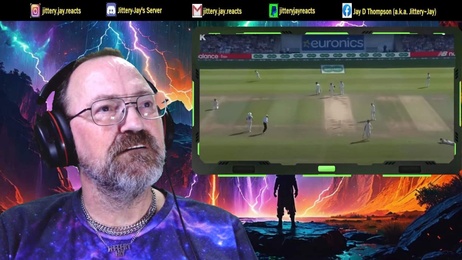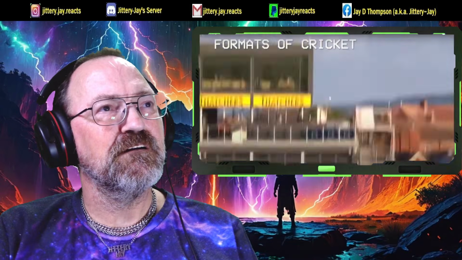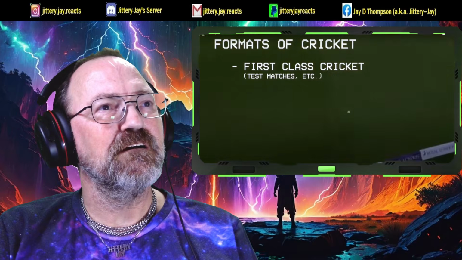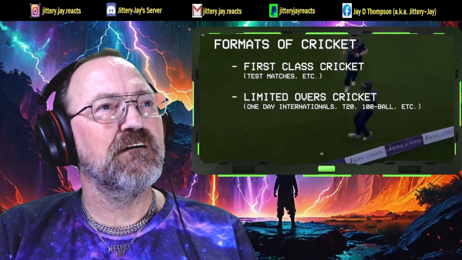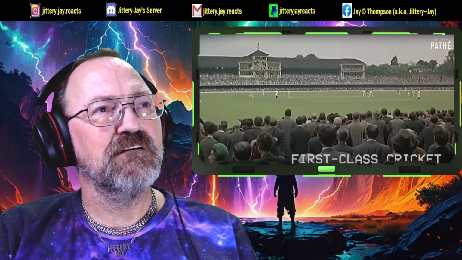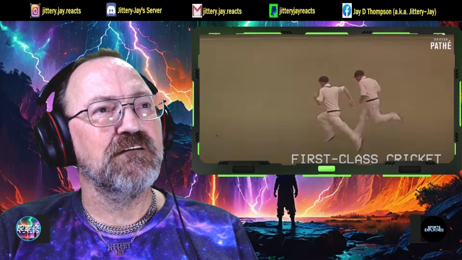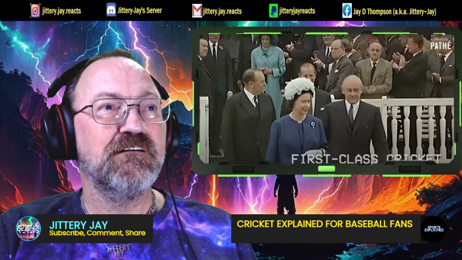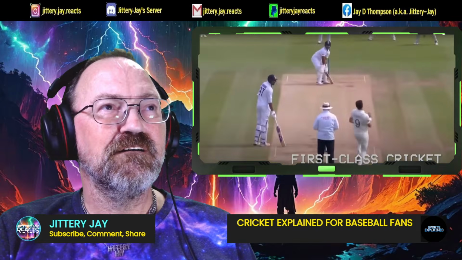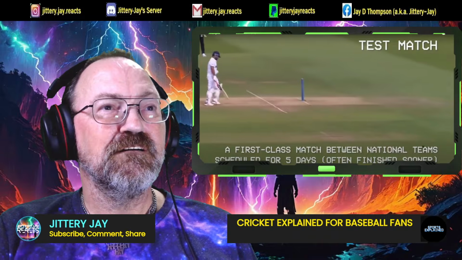Formats. Beyond everything that has been explained so far, the majority of the details of the game that you watch will depend on the format of cricket that you're watching. There are 2 basic formats of the game of cricket. There's first class cricket and there's limited overs cricket. First class cricket is what a lot of people think of when they think of cricket. We're talking about the games that go on for several days. Everyone is wearing white. Maybe the Queen shows up. And first class cricket is most associated with the 5-day-long test matches that international teams play against one another.